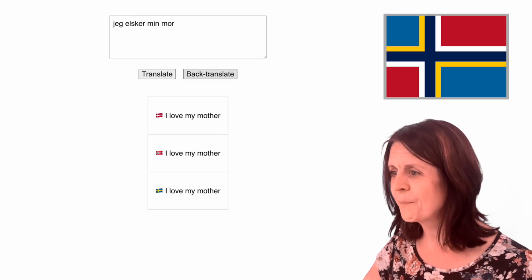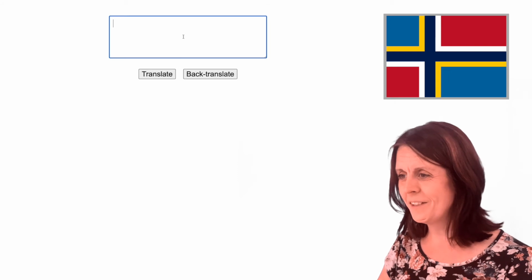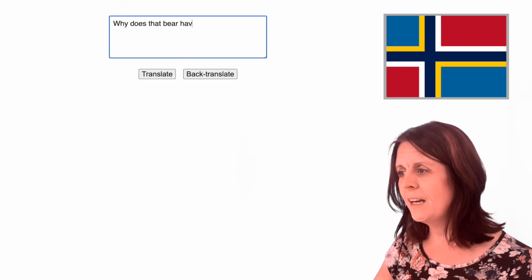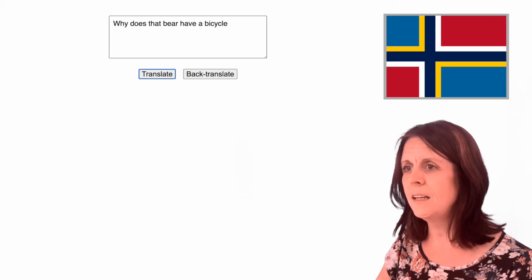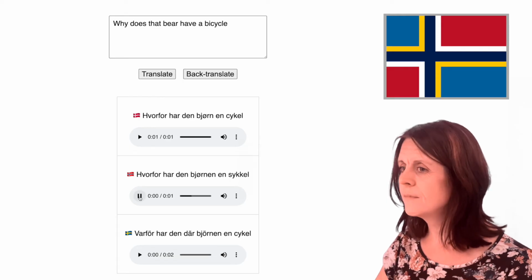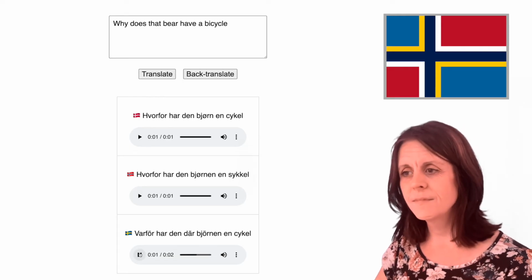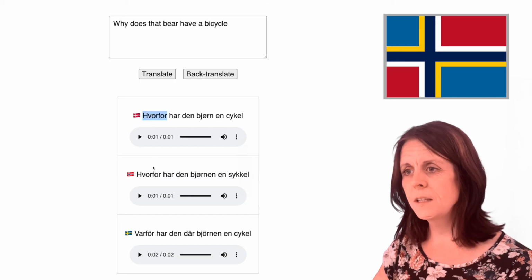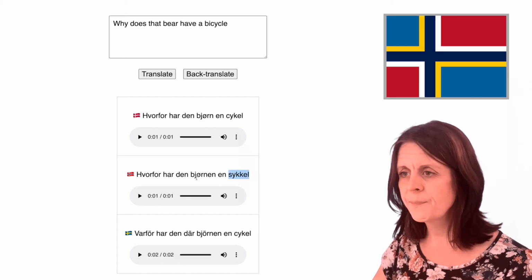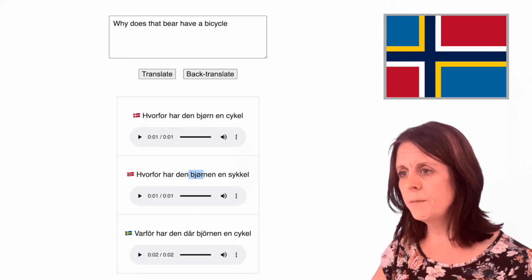Yes, nice. For the last example, I'm going to go with a good old traditional Duolingo thing. Why does that bear have a bicycle? What have we got? Hvorfor har den bjørn en cykel? Hvorfor har den bjørnen en cykel? Varför har den där björnen en cykel? So obviously we're going to take hvorfor instead of varför. We're going to take cykel with a C instead of cykel with an S. Obviously, we've got the Ö sound as well. Use either depending on your keyboard.